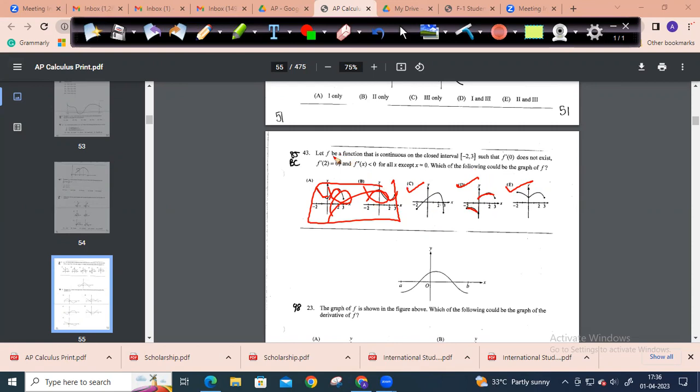But it's saying the function is continuous in the closed interval. So definitely D for Delhi is also gone. So now we got stuck between C and D. It says f dash of 2 is 0. So here also it is 0, here also it is 0.